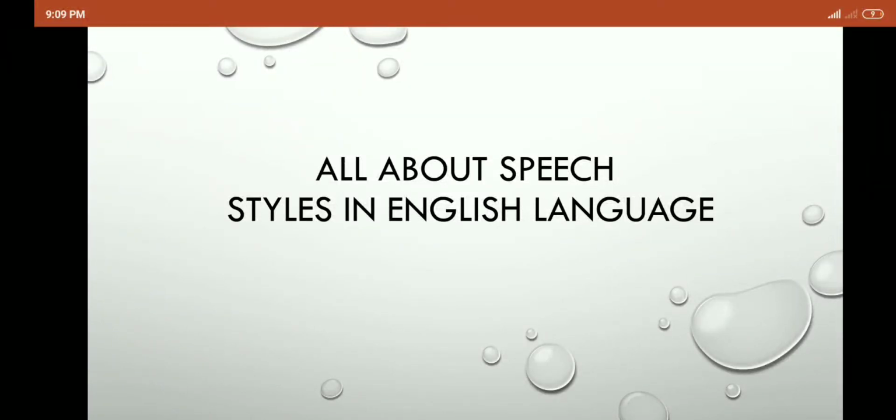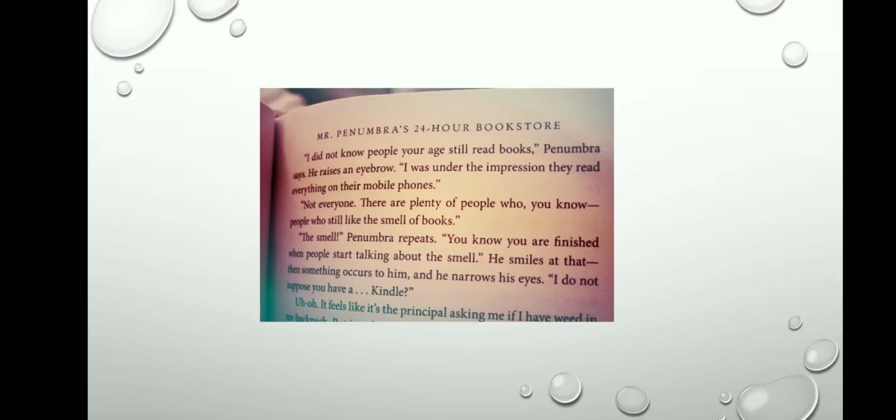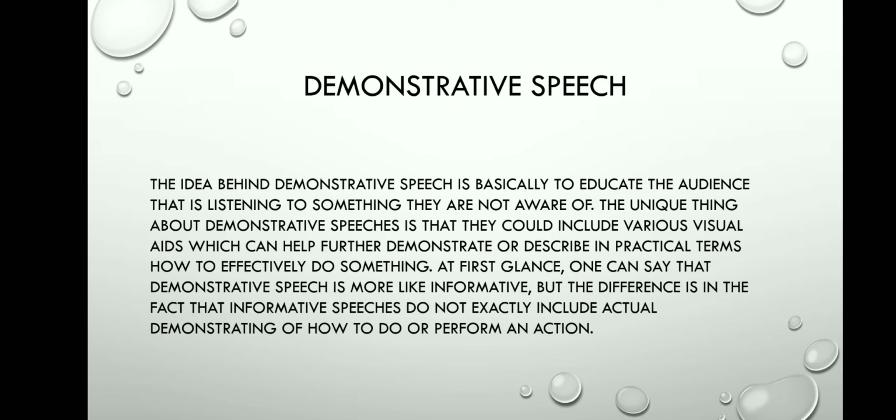Today I'm going to talk about the speech styles in the English language. Well, the first slide is about demonstrative speech. The idea behind demonstrative speech is basically to educate the audience about something they aren't aware of. The unique thing about demonstrative speech is that it could include various visual aids, which can help further demonstrate or describe in practical terms how to effectively do something.